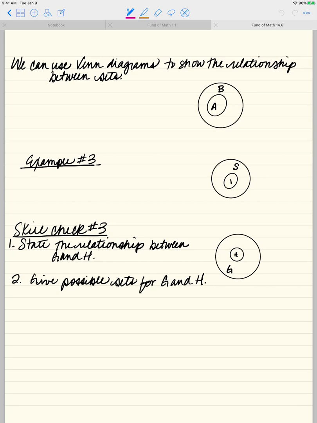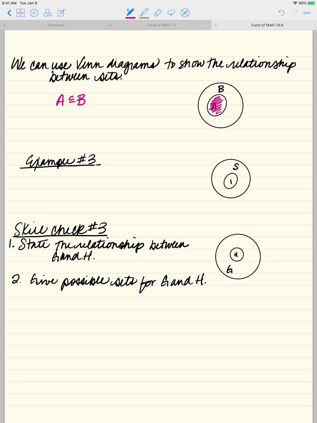Okay, lastly, when we're talking about subsets, we can use Venn diagrams to show the relationship between sets. If we have set A drawn inside of set B, that means A is a subset of B. Every element of A is a part of B. It's like B is wrapping around that A because every element of A is also a part of B.